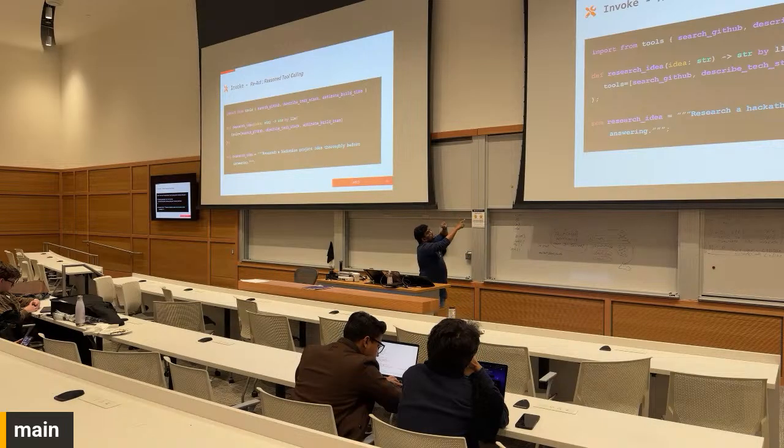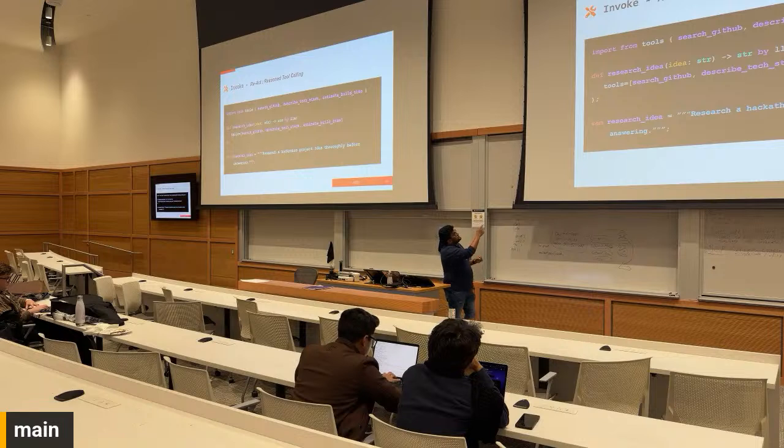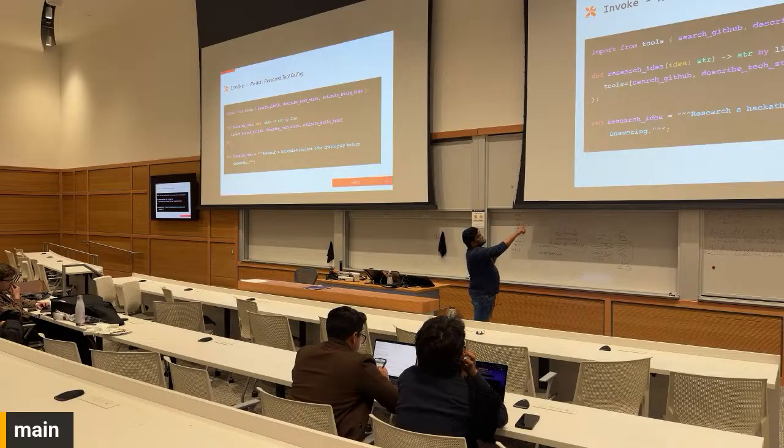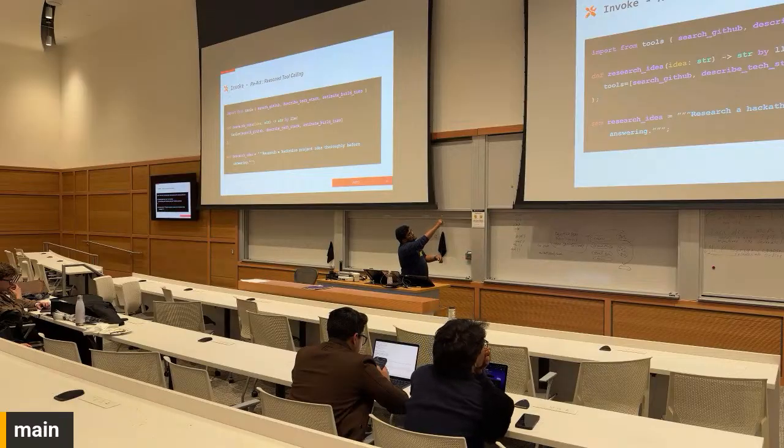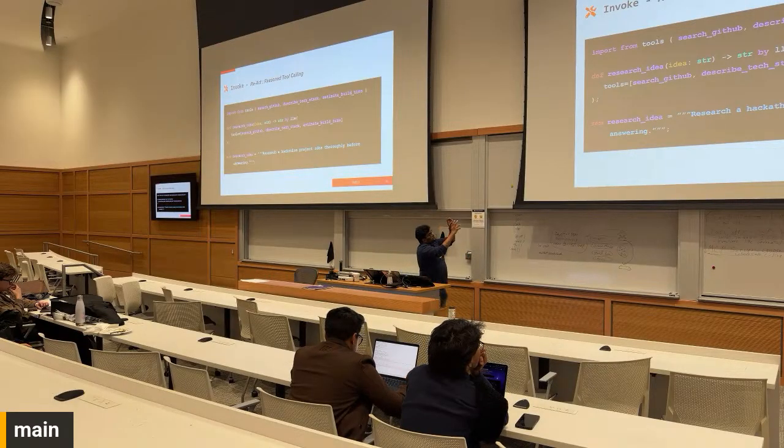But as tools, we provide a bunch of tools that you can use. Here we have search GitHub, describe tech stack, estimate build time. Actually, describe tech stack and estimate build time are two other ByLLM functions. So you can add ByLLM functions as tools of a bigger ByLLM function. So you can have that behavior. And these are a bunch of tools that we pass to research idea.